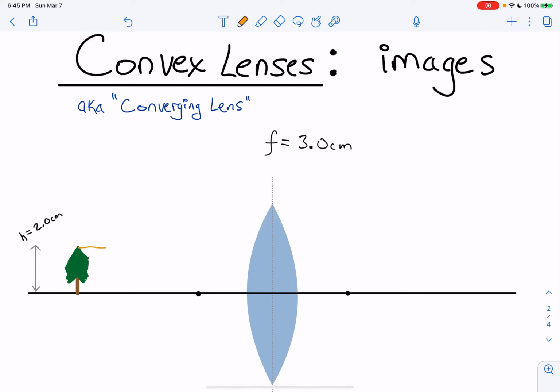We're going to again draw that ray directly to the center of the lens. Okay. And it will be parallel to the optical axis. I'm just going to denote the direction of the light ray. Okay, we know from our general discussion of convex lenses that this ray of light will refract such that it goes through the focal point.